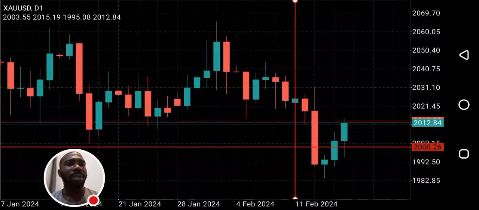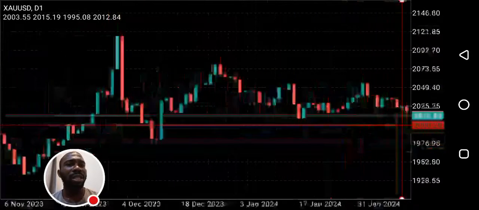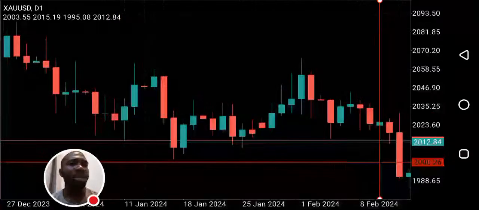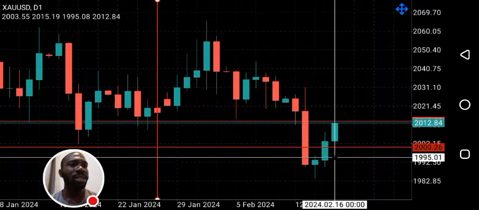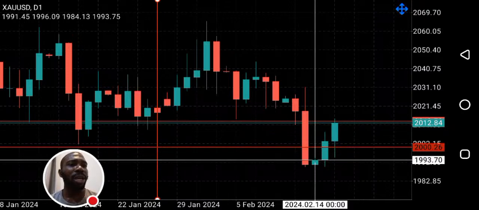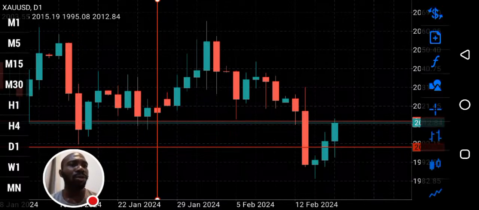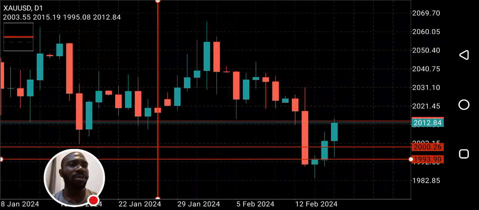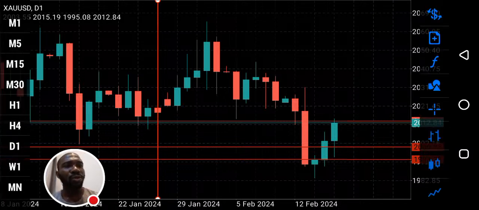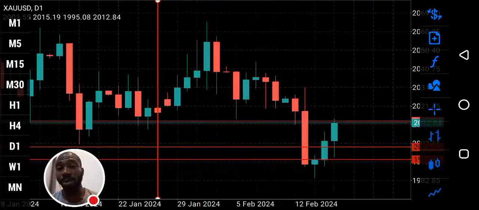So you can see the pattern we have on the daily. This is a bullish reversal pattern. The bullish move commenced after the formation of this hammer. Can you see it? This would have been the best price to buy gold, the best entry after the close of that hammer. Okay, so I would advise that you wait for price to pull back. If you want to buy, wait for price to pull back.